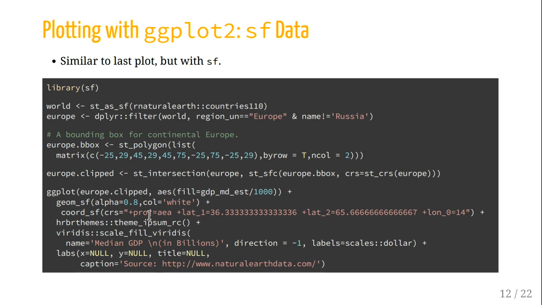If you want my opinion, this is a little bit more verbose, but it is more accurate and more flexible, because proj4 is like the standard for specifying projections. So yeah, this is a little bit more accurate. Everything else remains pretty much the same: the same scale, the same theme, the same labs. So as you can see, it's much, much more condensed code, much easier. Just take the SF object and plot it with ggplot2.